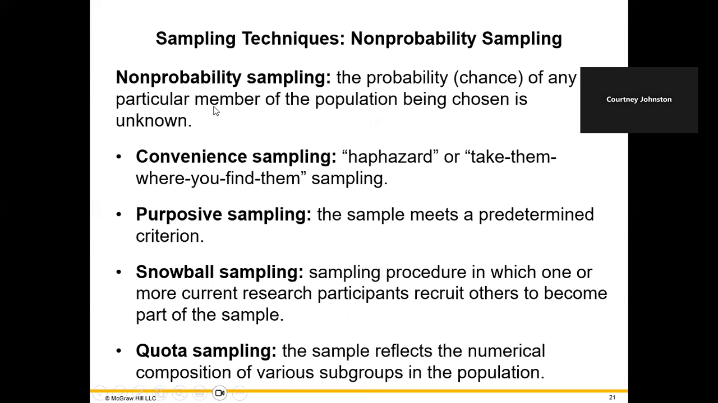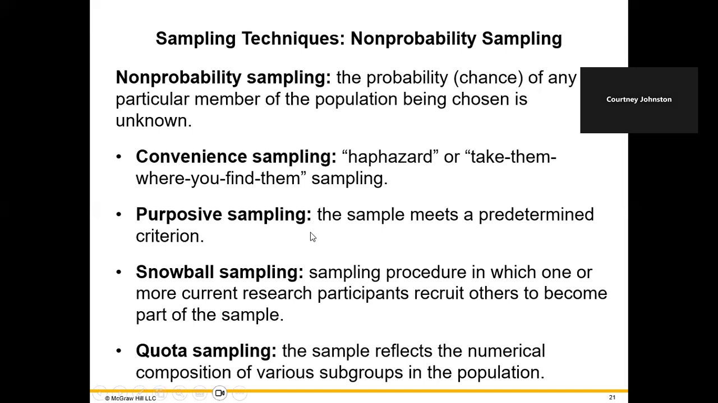You are going to sample participants in a non-probability manner. So you will use non-probability sampling. The probability or chance of any particular member of the population being chosen is not known. You are going to do a convenience sample. It's haphazard, or take them where you find them sampling. You are going to find people who are just willing to fill out your survey. That is who you are going to sample. So whoever's willing to complete your survey, whoever you're willing to ask to complete your survey, that's your sample. It's a convenience sample.